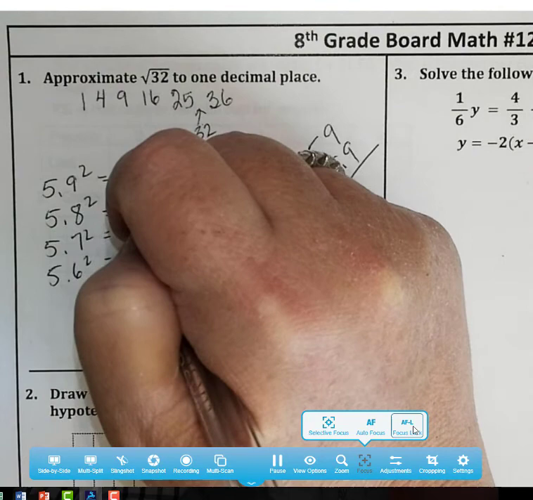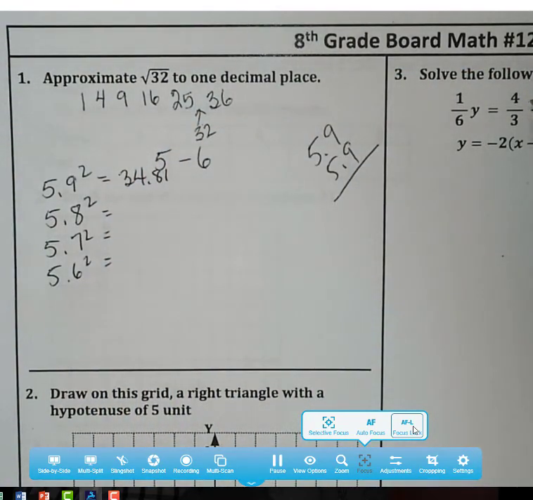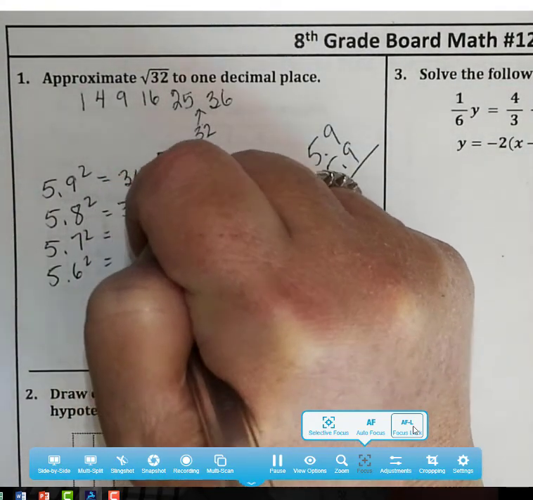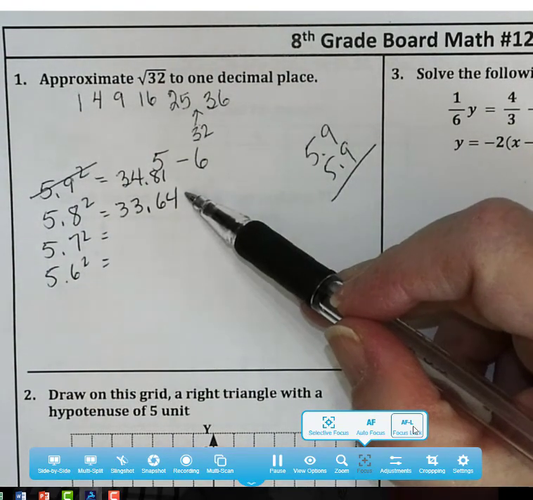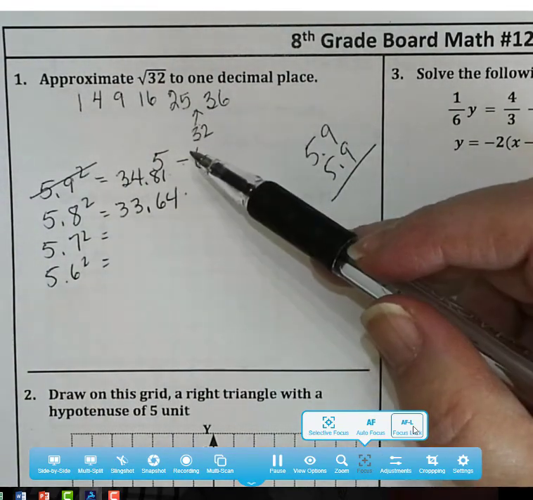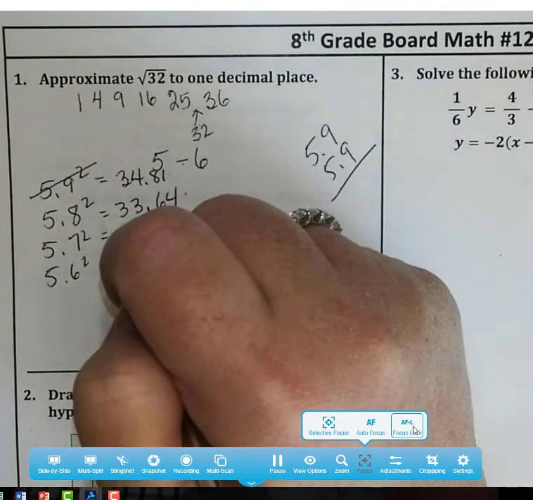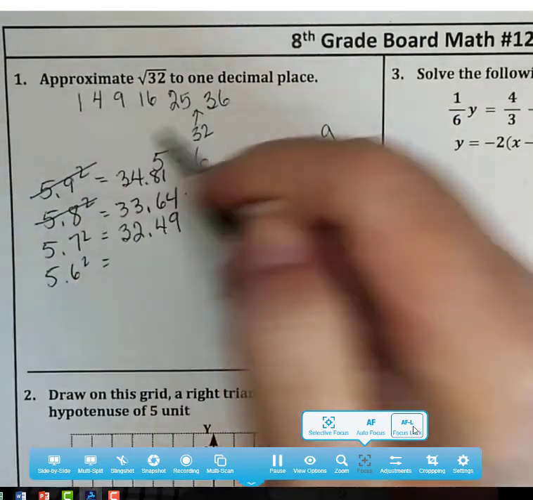5.9 squared is 34.81. 5.8 squared is 33.64. Okay, so obviously this is closer to 32 than this is. 5.7 squared is 32.49. Could be that one. It's not going to be that though.